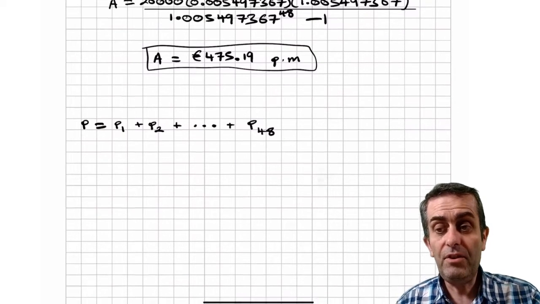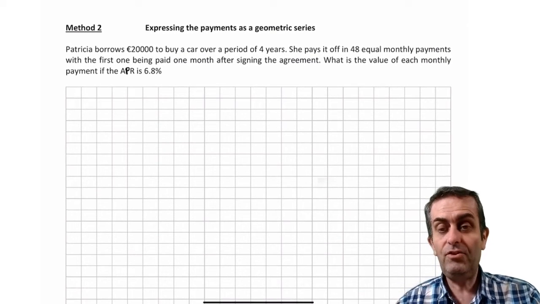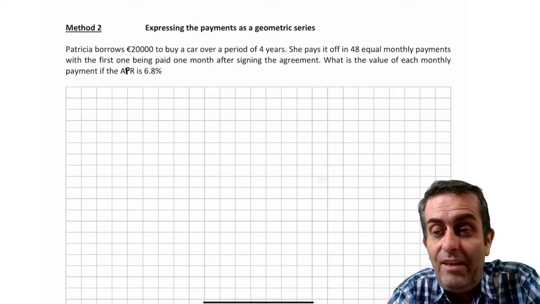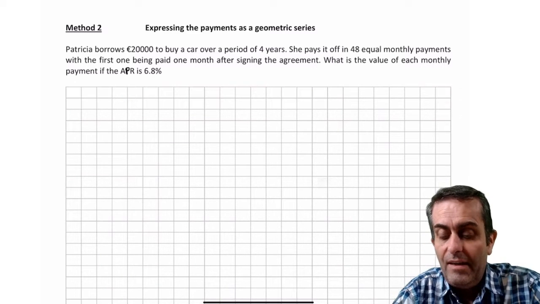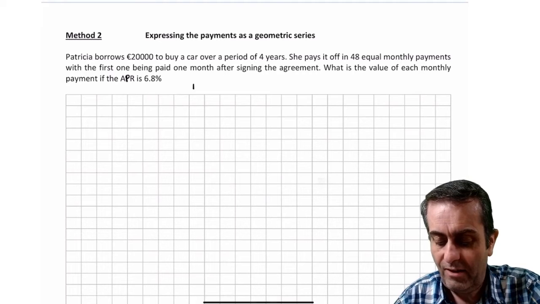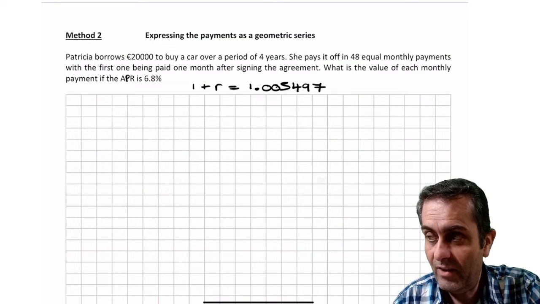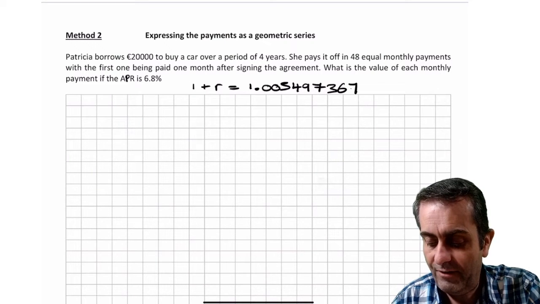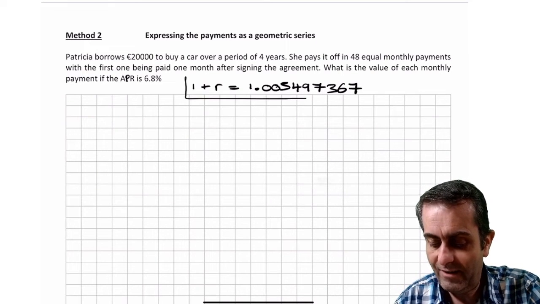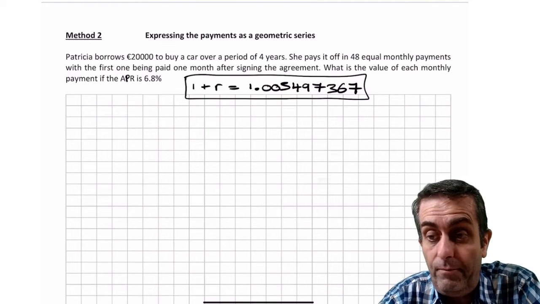Okay? Now we're going to use that technique to do the question again. So method 2, expressing the payments as a geometric series. First of all, we're going to say that 1 plus little r, we'll save ourselves the hassle of working that out again, is 1.005497367. Now 1 plus little r is calculated the exact same way as we did previously in method 1.